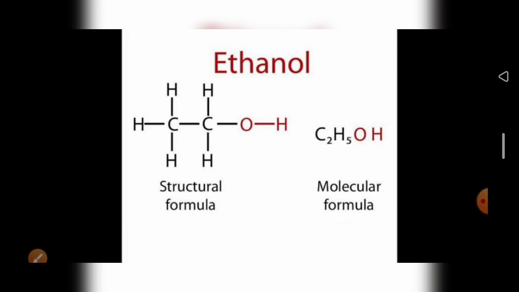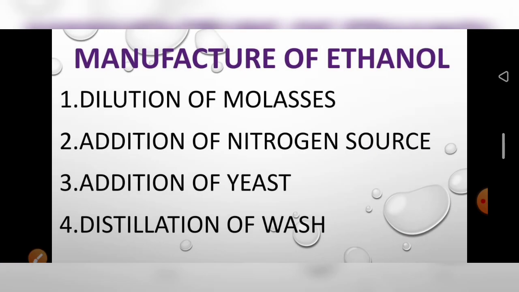Before that, the structure of ethanol you must know. The structure of ethanol is CH3CH2OH and the molecular formula is C2H5OH. Ethanol is commonly known as alcohol. All alcoholic beverages and cough syrups contain ethanol. Its molecular formula is C2H5OH. You know very well. Okay, now we have to go to manufacturing of ethanol.